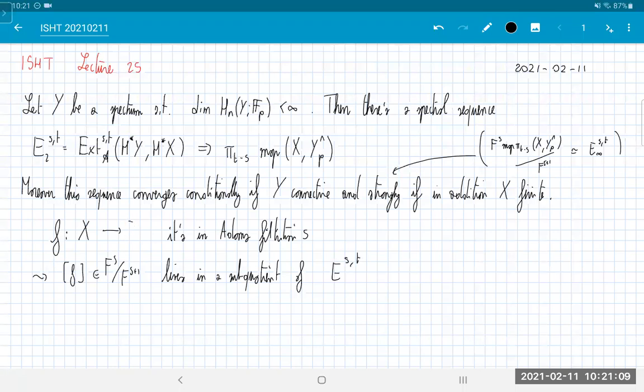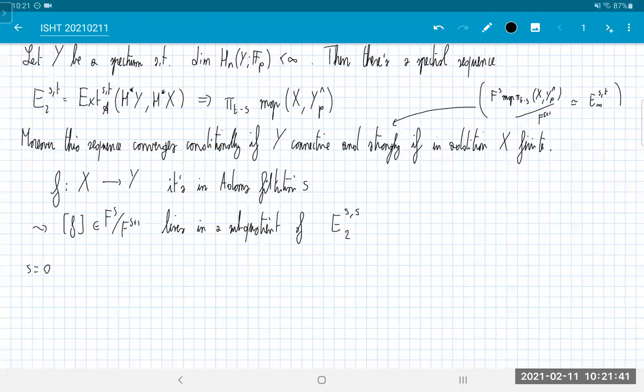It lies in a subquotient of E_2^{s,t}, right? And I want to tell you a recipe to get an element of E_2^{s,t} out of this f. Of course, this element is not going to be uniquely determined because it's determined only up to boundaries. But okay, let's do the case s equals zero first. So we have any map. Remember, Adams filtration zero just means any map, no condition.